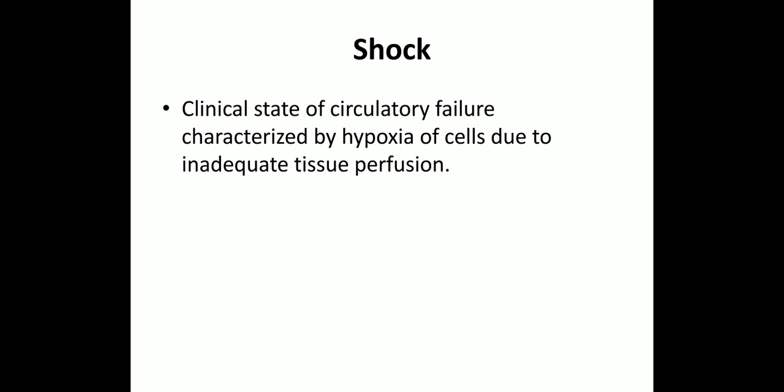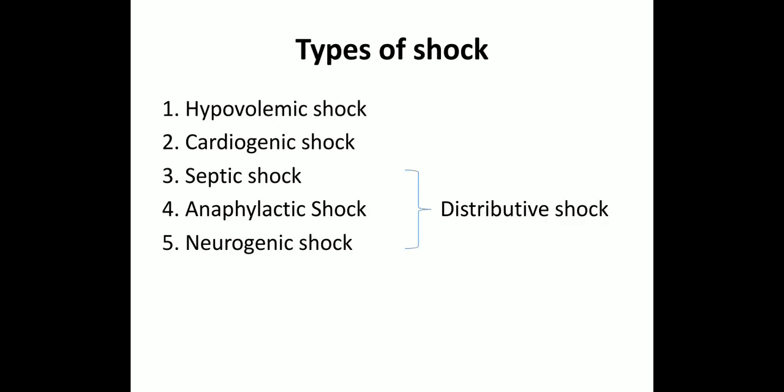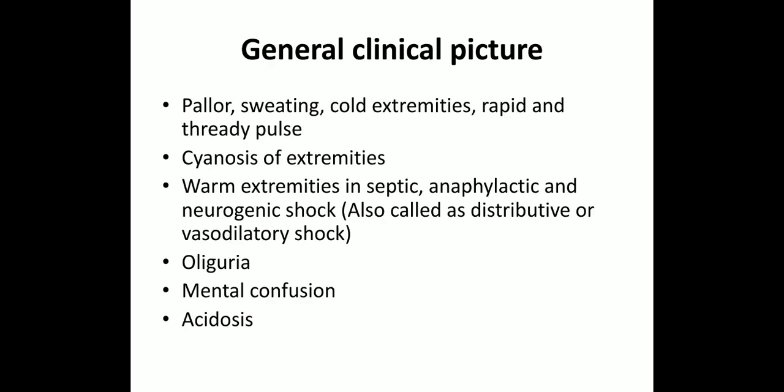And why is there hypoxia? Due to inadequate tissue perfusion. What are the types of shock? There are mainly five types of shock: hypovolemic shock, cardiogenic, septic, anaphylactic, and neurogenic. The septic, anaphylactic, and neurogenic are also called distributive shock. Other shocks are also present, like endocrine shock and obstructive shock, but these are not common. Common ones are these five.